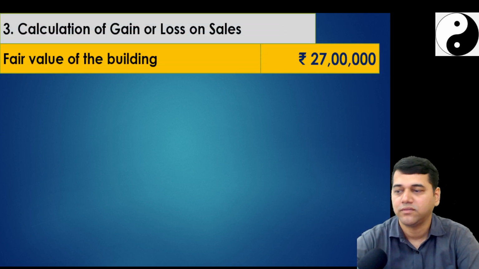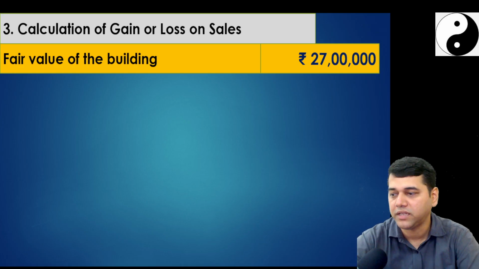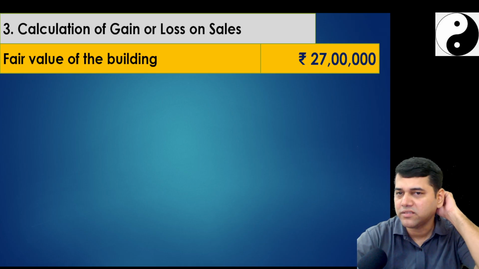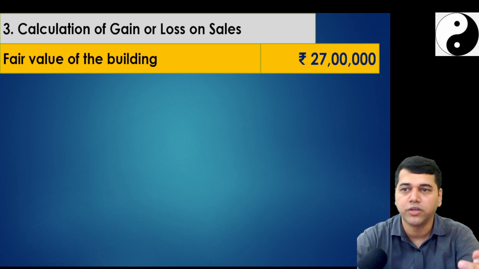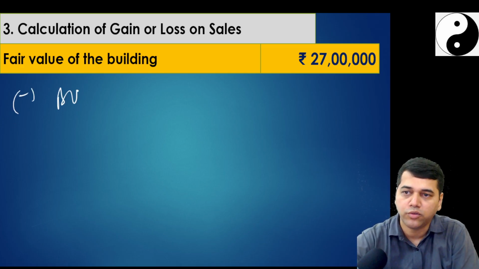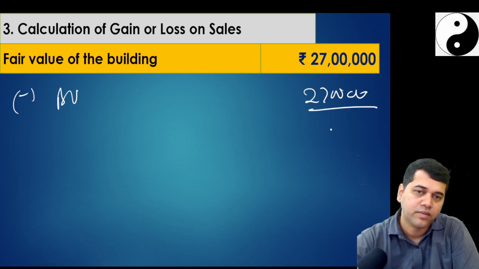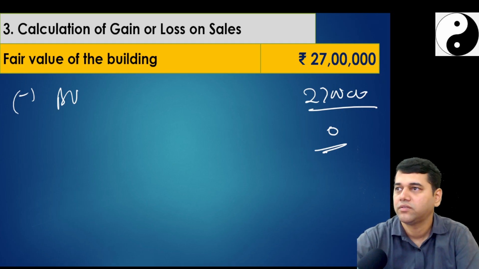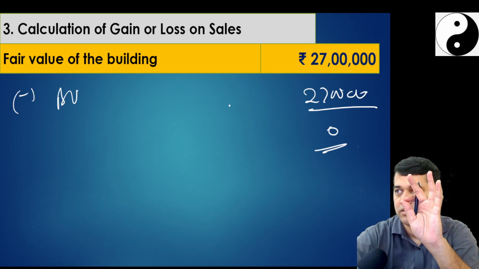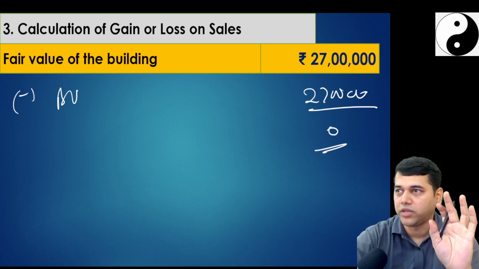Okay, 11,94,000. Same story. I'll do this working. Now, what is my gain or loss? I start with the fair value of the building. Same, sale price minus financing component. I get the sale consideration for the building minus book value, 27 lakhs. 0, no gain or loss. What changed here? Only the selling price changed. So what is your selling price? 30 lakhs. Out of 30, minus the financing component.